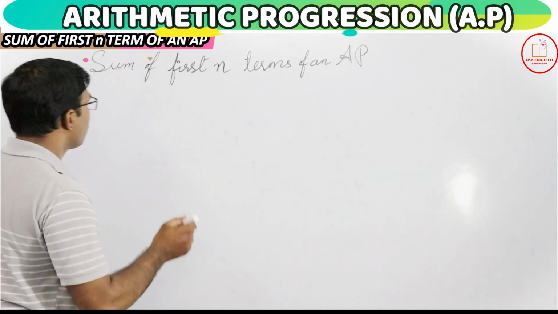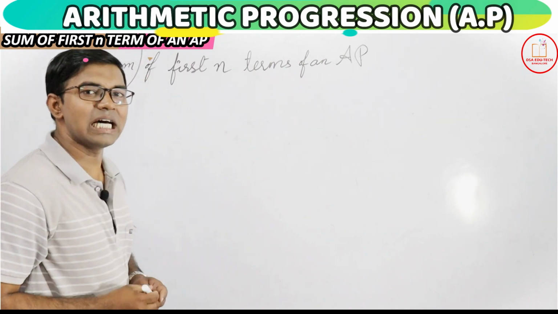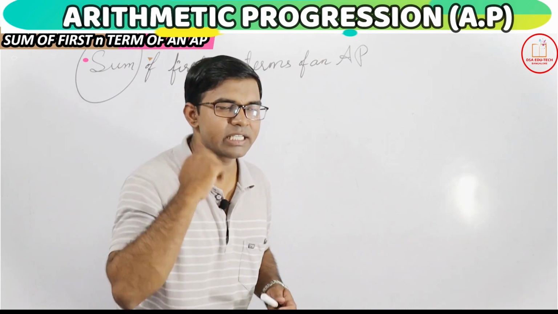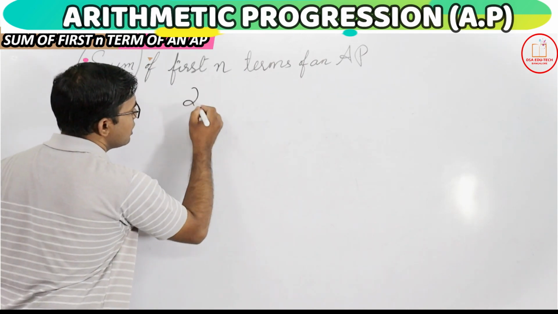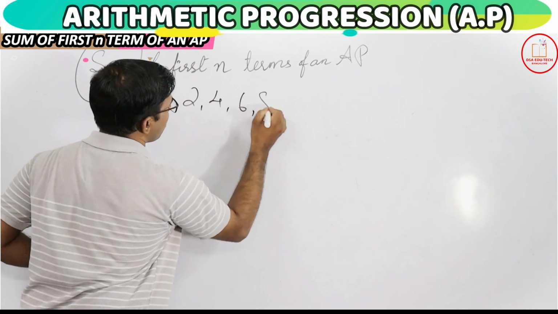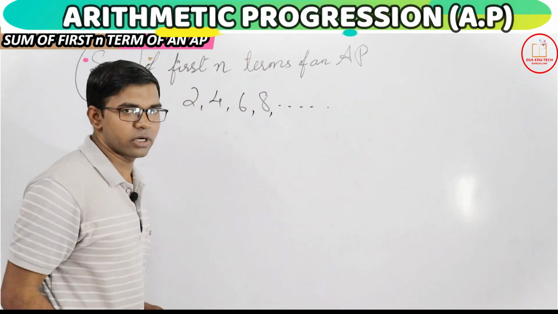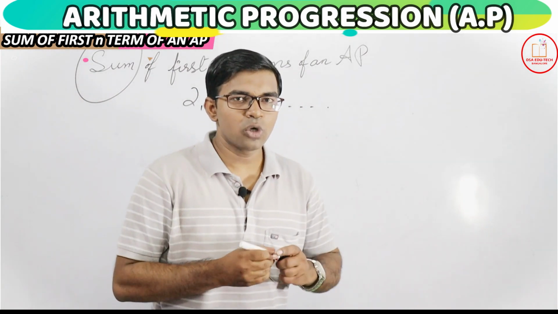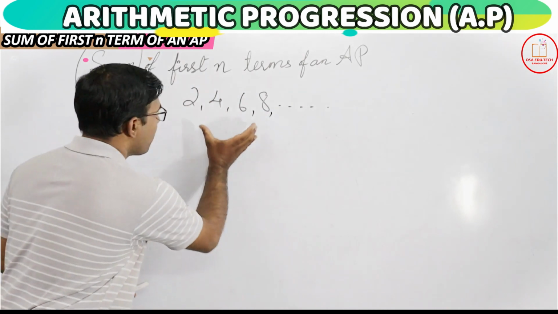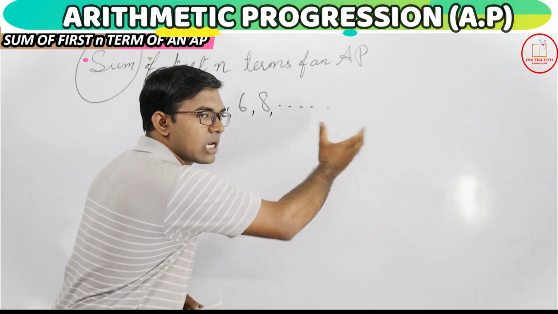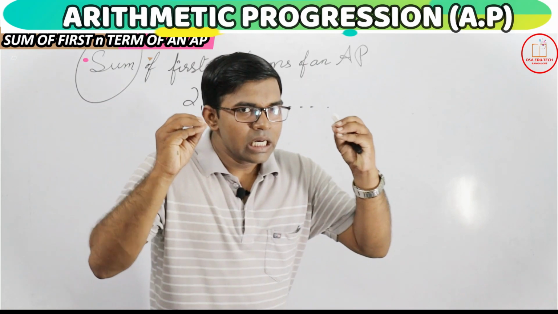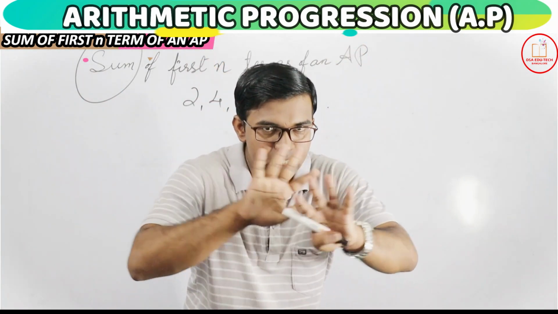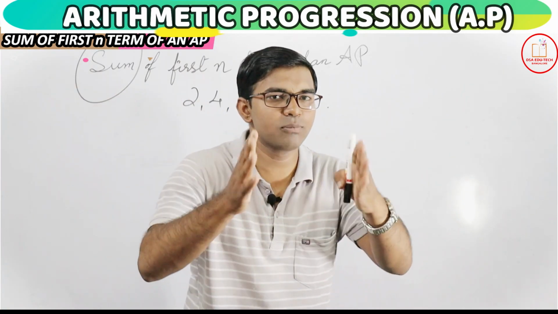So when you hear the word sum, what does it mean? Sum means addition of so many numbers. For example, let me take our AP series, that is 2, 4, 6, 8, and so on. Now sum of AP means sum of, let me take, 4 terms or sum of 10 terms. So basically sum means you are adding so many terms of an AP.